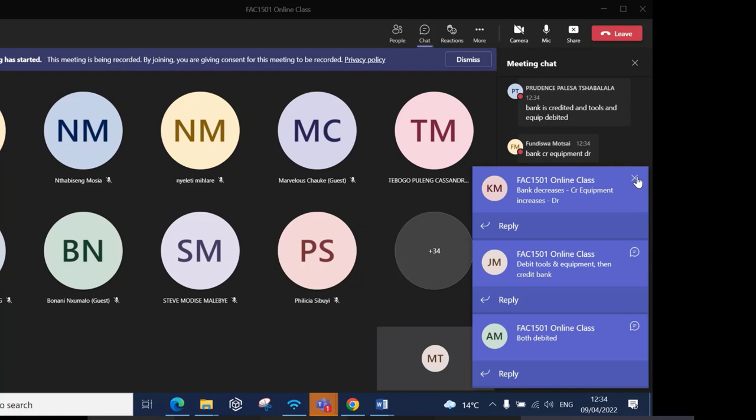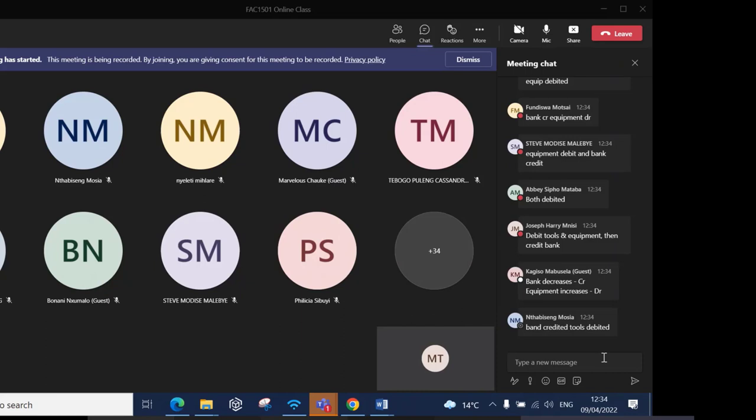So remember the double entry rule. There can't be two debits. Double entry rule. Remember the double entry rule: for every debit, there must be a credit of the same amount. Can both be debited?